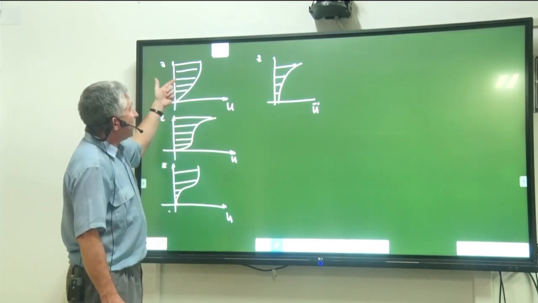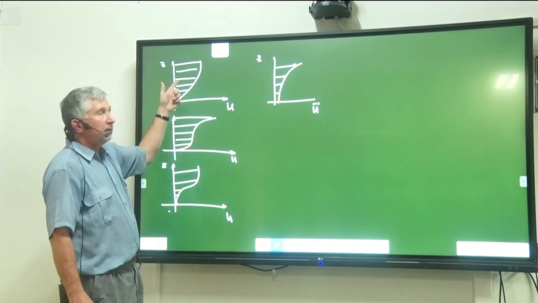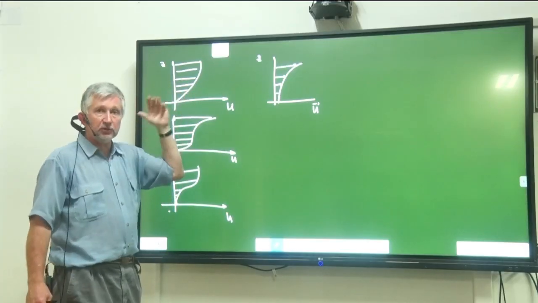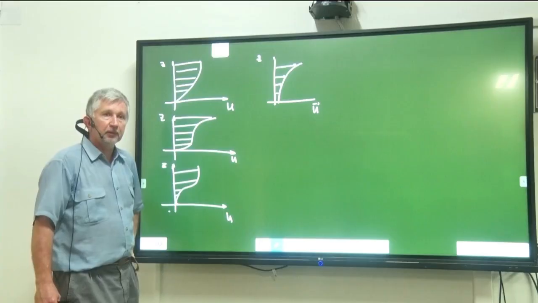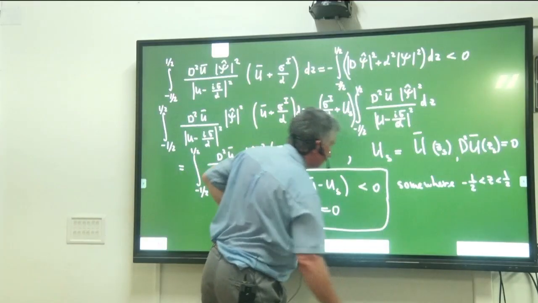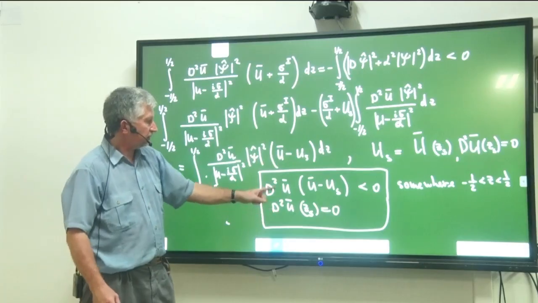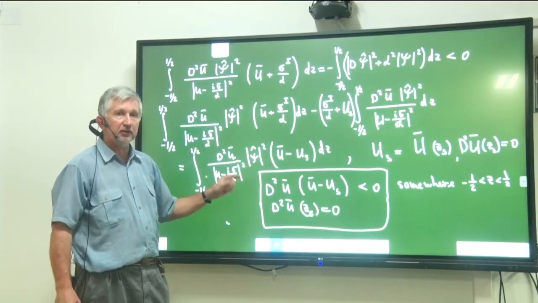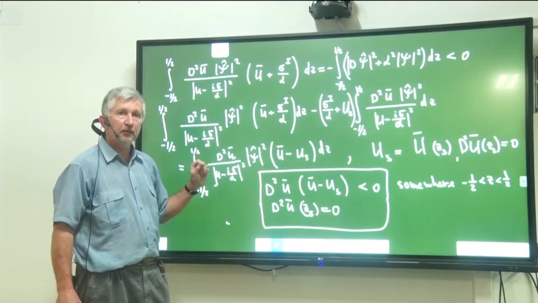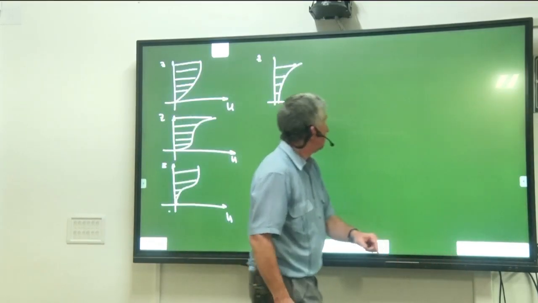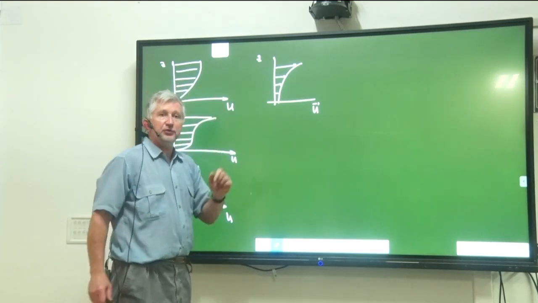So what can you say about these two? Which criterion would you use to assess the stability of these sorts of profiles? We have two: one is Rayleigh, the other one is Fjortoft. I just inverted them, so they are given here in opposite order. These are the two conditions. What can you say about these two?